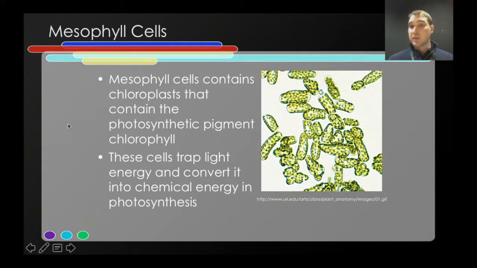In plants, mesophyll cells are found in leaves and they contain chloroplasts, and they allow the cell to do photosynthesis. Those cells trap light energy and convert it into chemical energy through the process of photosynthesis. So again, this is a completely different type of cell with different genes and different structures.